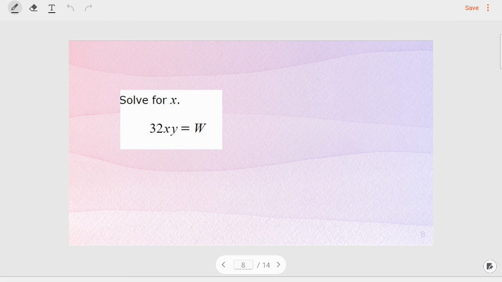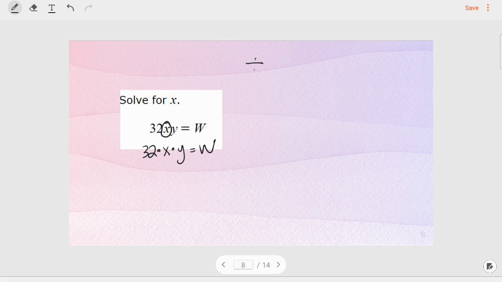All right, one last type of problem. You'll notice on this problem it says to solve for x, and here's my x right here in the middle. Now, what operations are going on? I have 32 times x times y equals w. I have 2 multiplications, so how do I need to undo that? I need to undo with division.